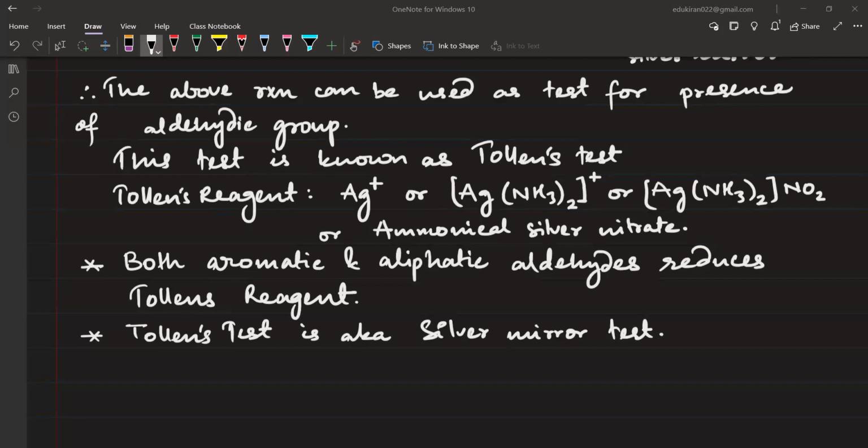Okay, let's go. There are two more observations that we are going to understand in the next class, and slowly we are coming towards the end, at least the end of aldehydes and ketones. What is aliphatic?